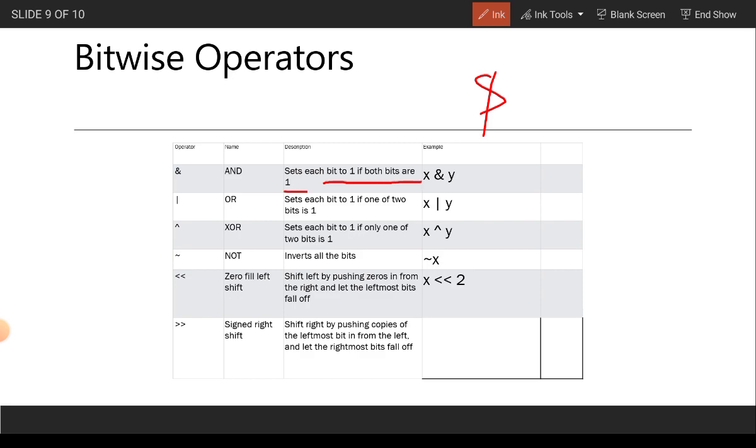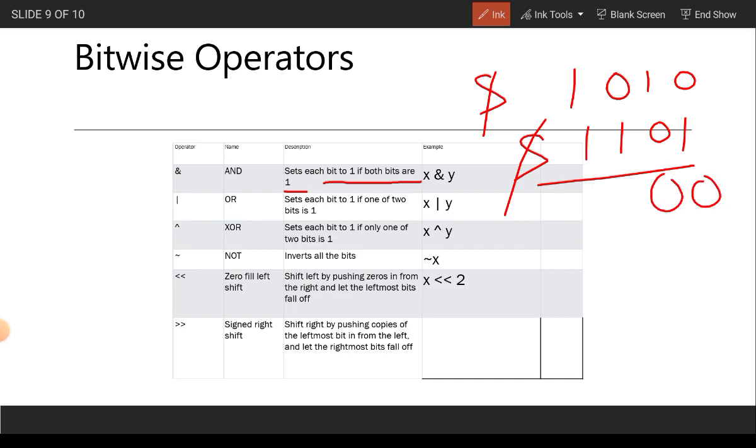Suppose I have the first number as 1 0 1 0, and the second as 1 1 0 1, and we apply the AND operator. It sets each bit to 1 if both are 1. If both are not 1, it sets to 0. If both are 1, it sets to 1. So the result will be something like this, and we can change it to decimal format.